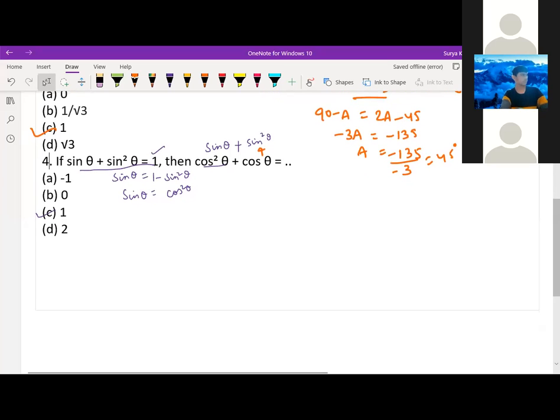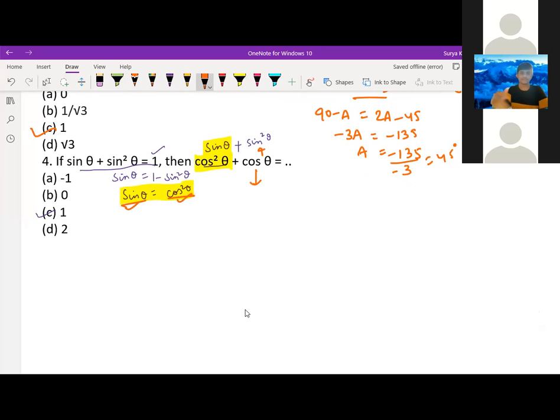Sir, could you explain the fourth one again? Okay, fine. See here. I didn't get how you got sin theta or cos theta. See, this much you understood: sin theta is equal to cos square theta. Now see, cos square theta you can write as sin theta, because both are equal here.